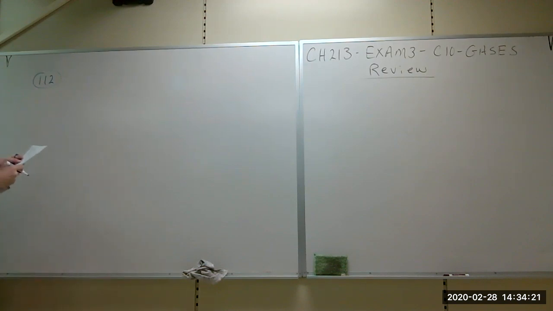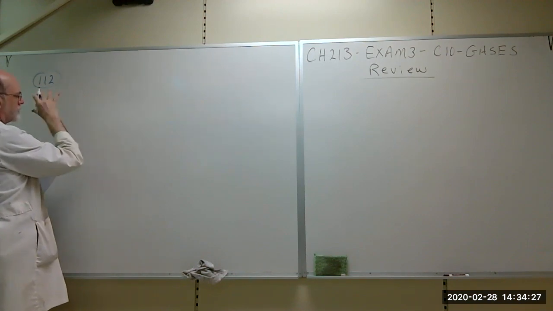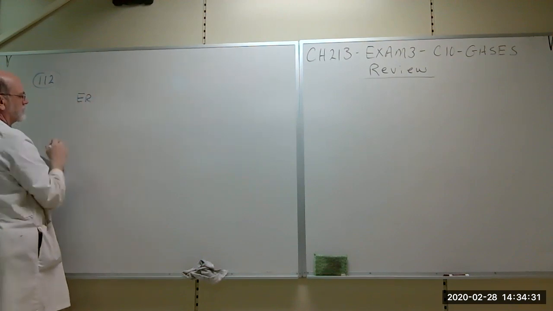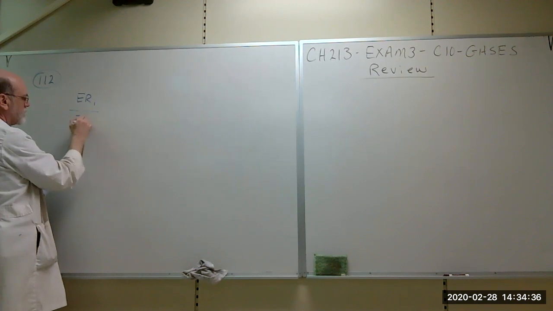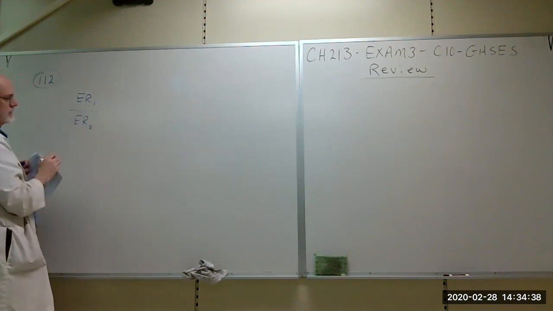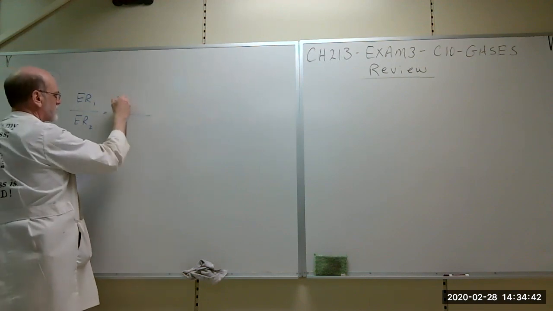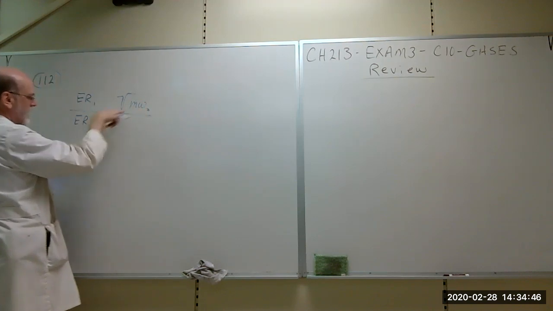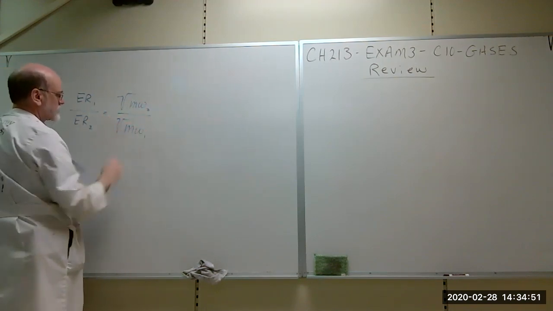So we're going to be using Graham's law. We probably need to know what Graham's law says. The ratio of the diffusion rate of one gas to the diffusion rate of another gas is proportional to the square root of the molecular weight of the second gas to the square root of the molecular weight of the first gas.